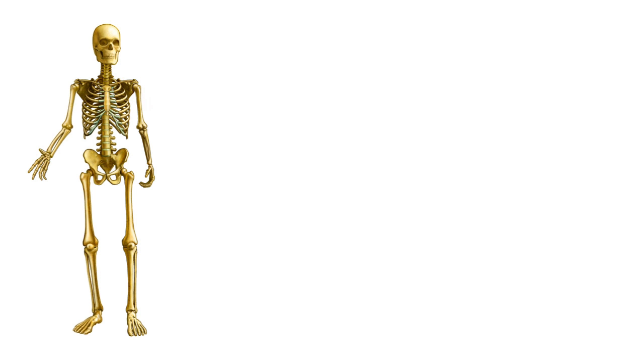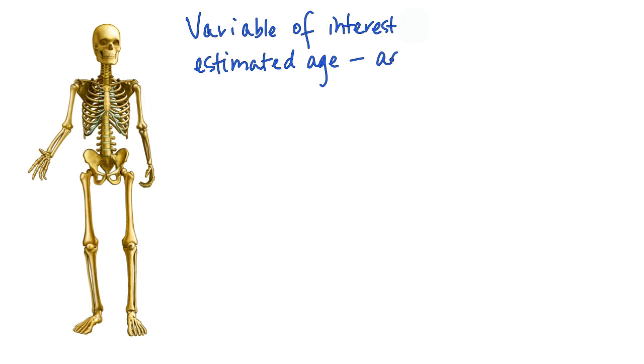Our anthropologist is interested in how accurately she can predict age at death from human skeletal remains. She examined 400 skeletons and estimated the age at death for each skeleton. Our variable of primary interest is the difference between the estimated age and the actual age at time of death. We'll call this the error in age estimation.